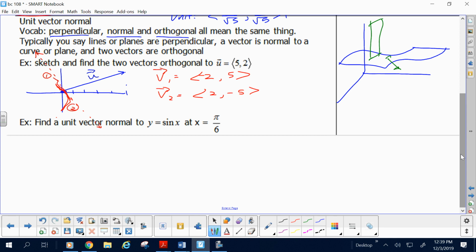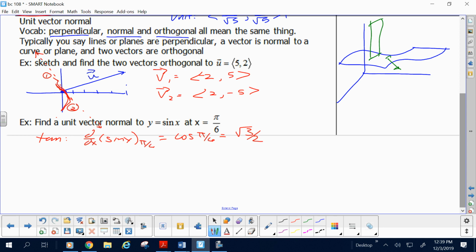All right, find a unit vector normal to y equals sine of x at x equals pi over 6. Lots going on here. We have a normal, a unit vector, and a function. What should we do? Slope, derivative. So let's start by finding the tangent. The derivative of sine at pi over 6 is cosine of pi over 6, which is root 3 over 2.